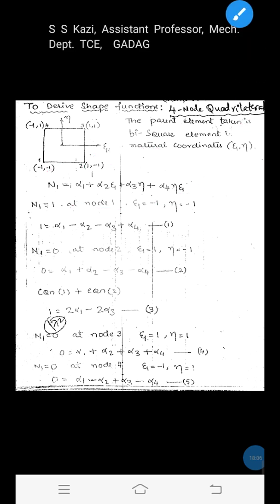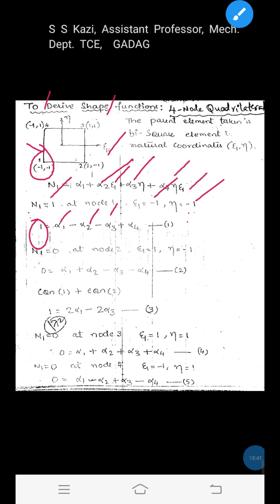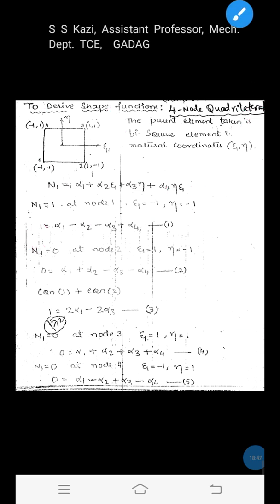Okay, now let us discuss the first shape function n1. Let us apply the conditions for node 1. At node 1, n1 is 1. That is one of the properties of the shape function: n1 is 1 at node 1 and n1 is 0 at nodes 2, 3 and 4. At node 1, zeta is minus 1 and neta is minus 1. If you substitute this condition into the equation, we get n1 is 1, alpha 1, zeta is minus 1 so minus alpha 2, neta is minus 1 so minus alpha 3, and zeta and neta are minus 1 and minus 1, so zeta into neta is plus 1, that is plus alpha 4. This is the first equation we got.